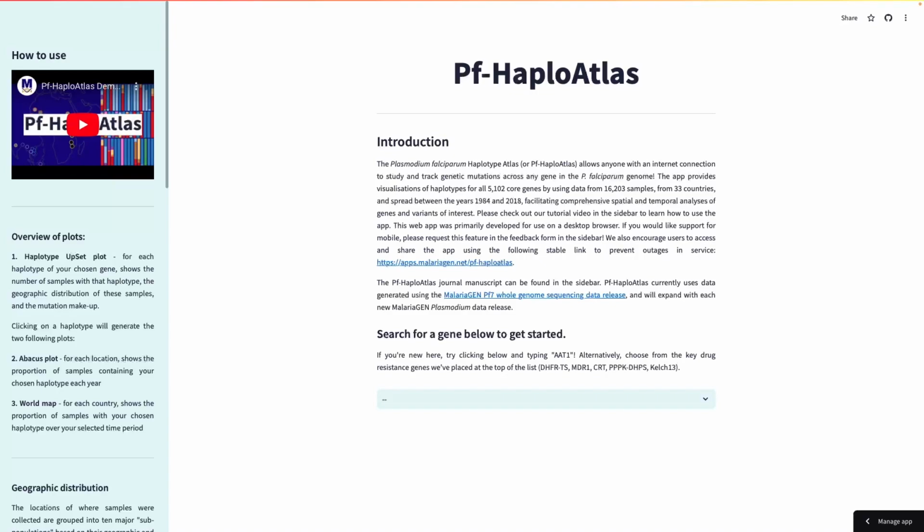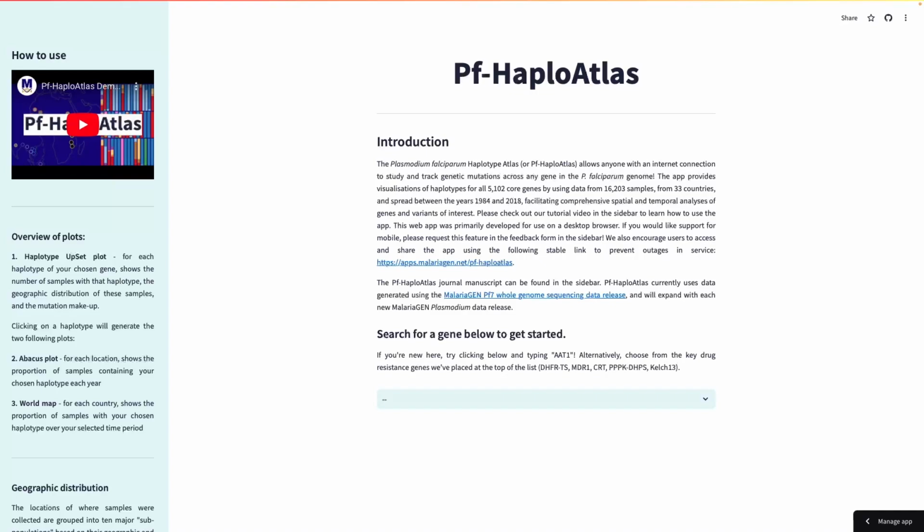The Pf-HaploAtlas allows anyone with an internet connection to study genetic mutations in any of the genes of the Plasmodium falciparum core genome. The specific combination of mutations in a gene is referred to as a haplotype, and this is where we get the name HaploAtlas. Pf-HaploAtlas uses data from the MalariaGEN Pf7 dataset, and this means over 16,000 parasite genomes are being used to help you study evolutionary trends for Plasmodium falciparum.